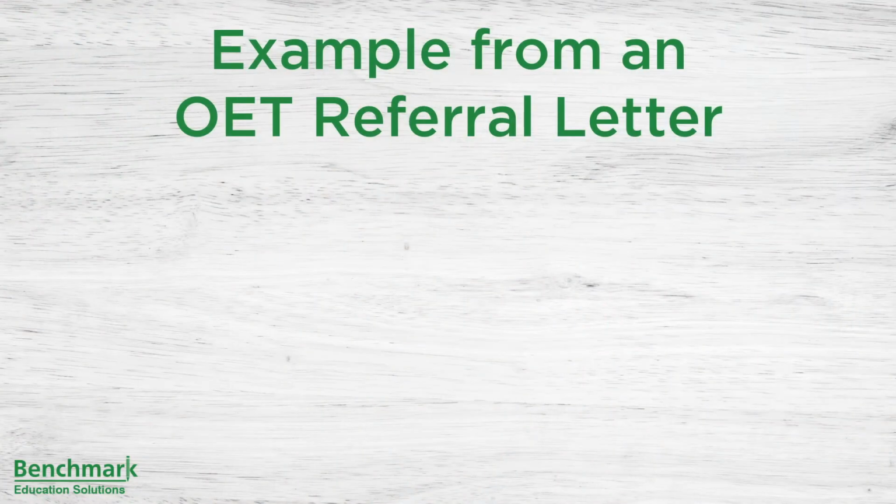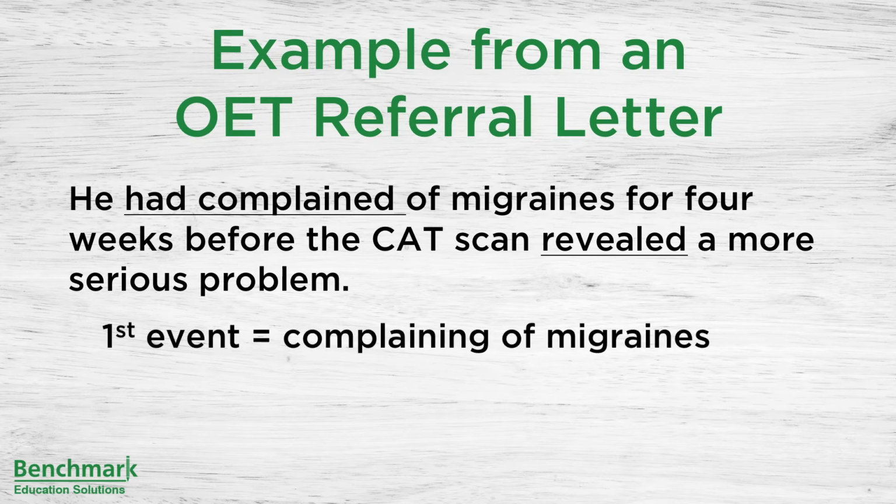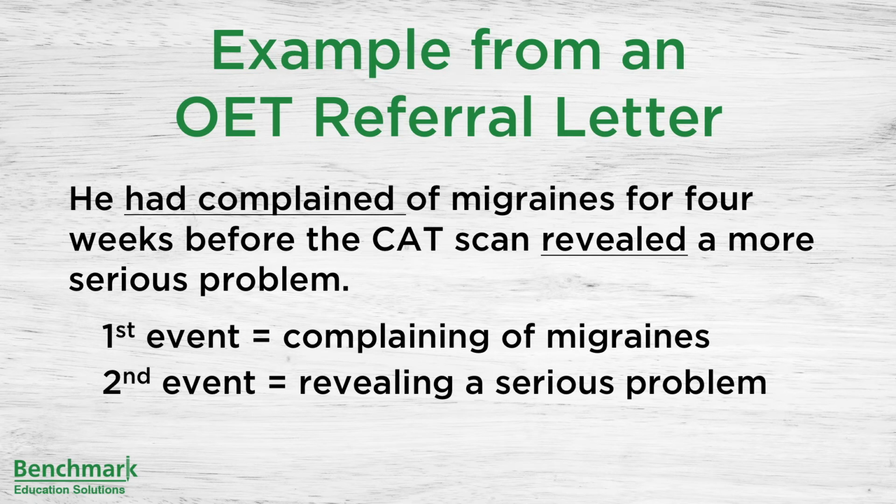Look at this example. He had complained of migraines for 4 weeks before the CAT scan revealed a more serious problem. We used the past perfect to say that the man had complained of migraines first. Then we used the past simple to say that the CAT scan revealed a problem. The marker word before helps you know that you should use the past perfect to describe an action that happened before another action in the past.